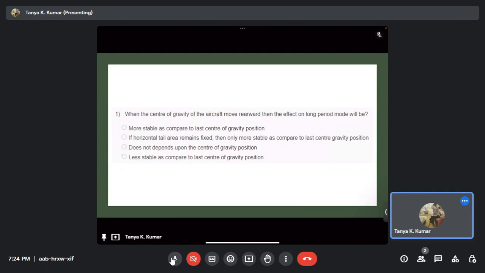So it says less stable as compared to the last center of gravity position because the damping derivative decreases and the dominant pole will move towards the right. Okay, when the dominant pole moves, so if you have your poles here and if it moves towards the right, if it moves here, so this was case 1 and this is case 2, if it moves towards the right, will it be more or less stable?